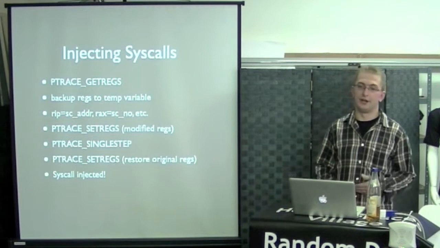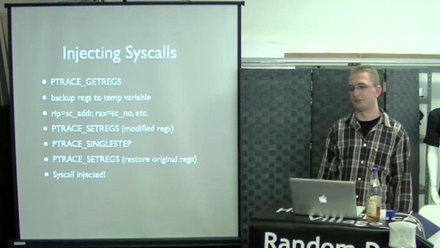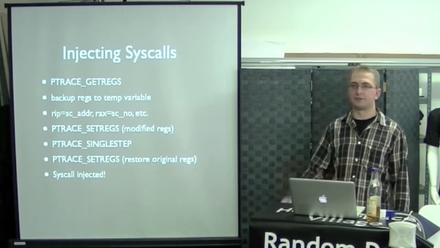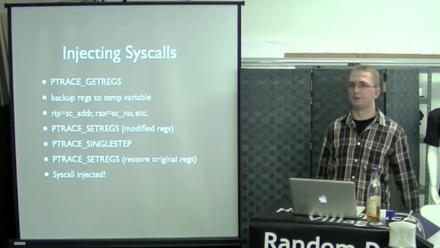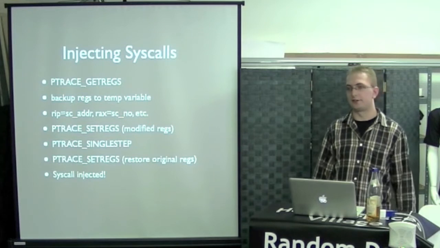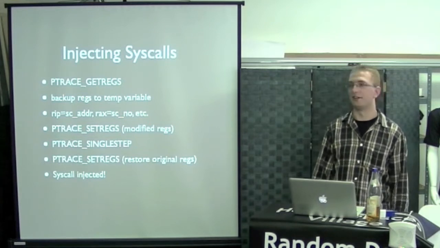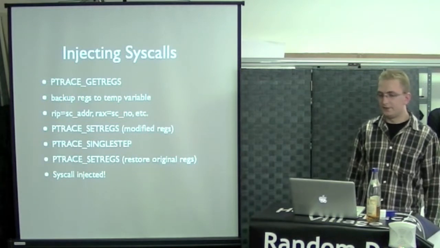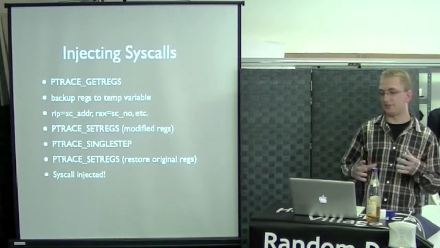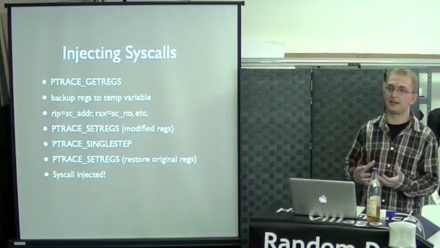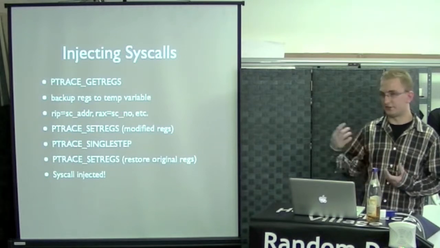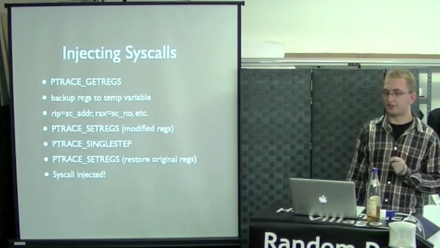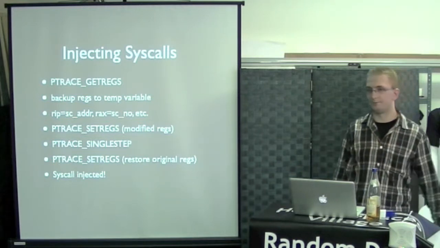And then we set up the RAX register with the syscall number you want to invoke, and the parameters for a syscall are supplied as per the usual syscall calling convention on Linux x86 64-bit. Then we set these new registers using SETREGS, so the modified CPU context is put into the process, and then we instruct the process to execute a single instruction.